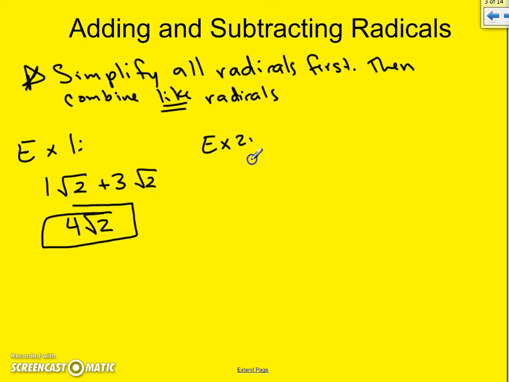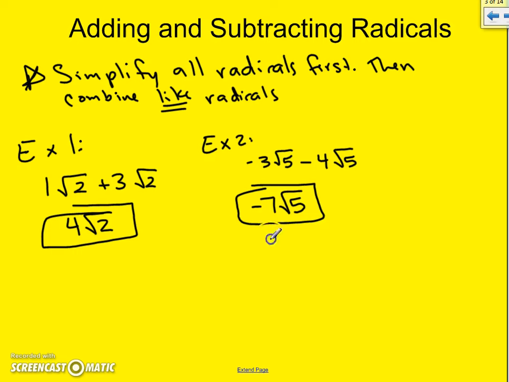We have negative 3 radical 5 minus 4 radical 5. Again, our radicals are like, they are already simplified, they are the same, so we can take negative 3 minus 4 to give a negative 7 radical 5, and that's our answer there. Pretty simple.